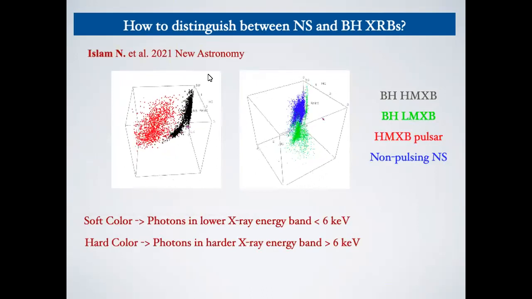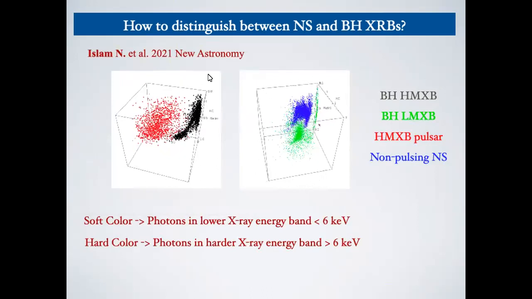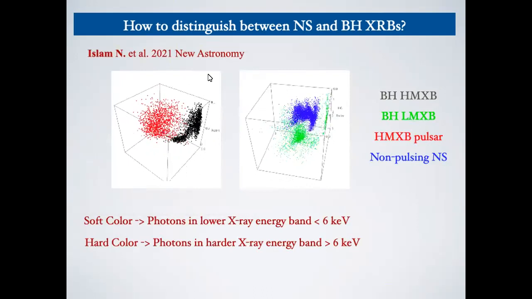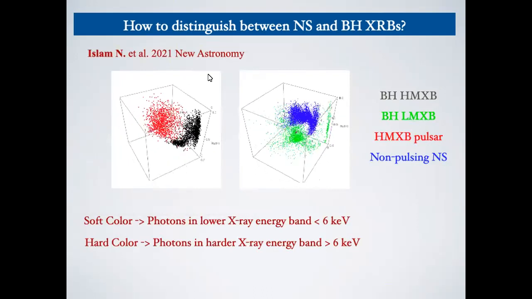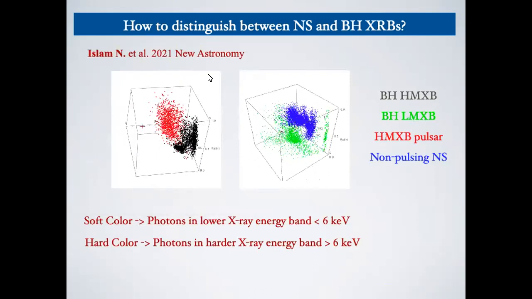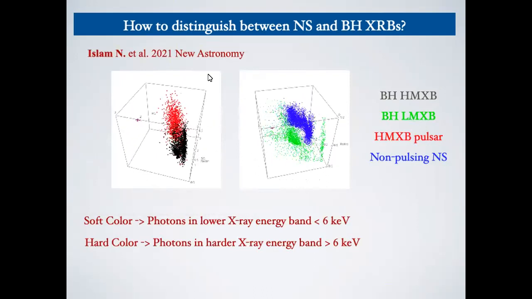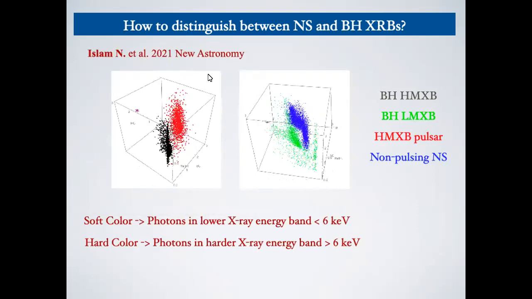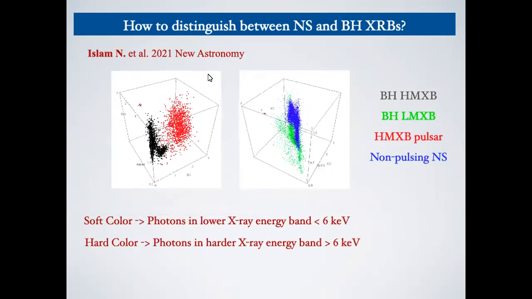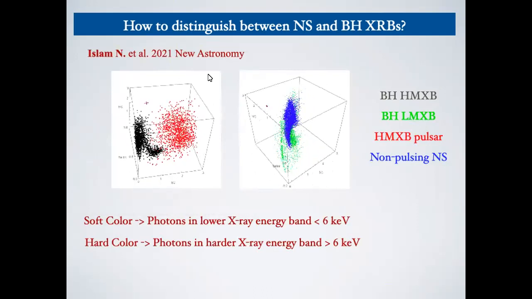On one axis is the soft color, which is the information of all the photons below 6 keV. Your other axis is the hard color, which is the information of the photons above 6 keV. And your third axis is the total intensity of these sources.